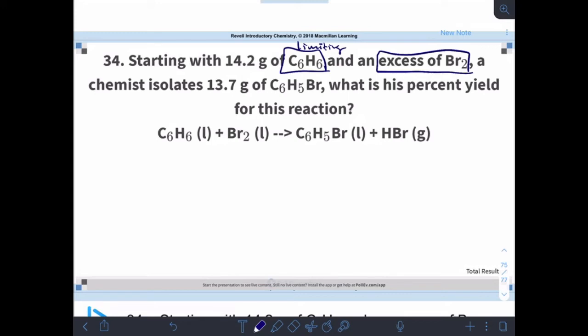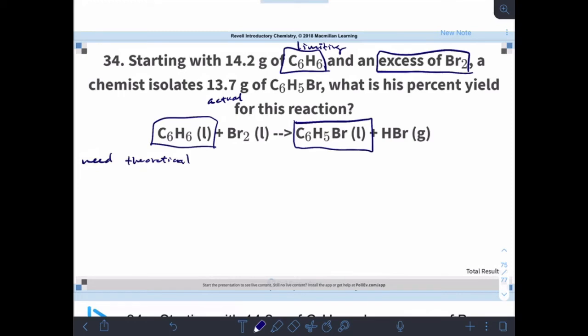Okay, so looking at our reaction here, we want to go from C6H6 to C6H5Br. So this 13.7 grams, that's the actual yield. Okay, so we need the theoretical yield. Since I know that the Br2 is in excess, I can calculate the yield just from the amount of C6H6.